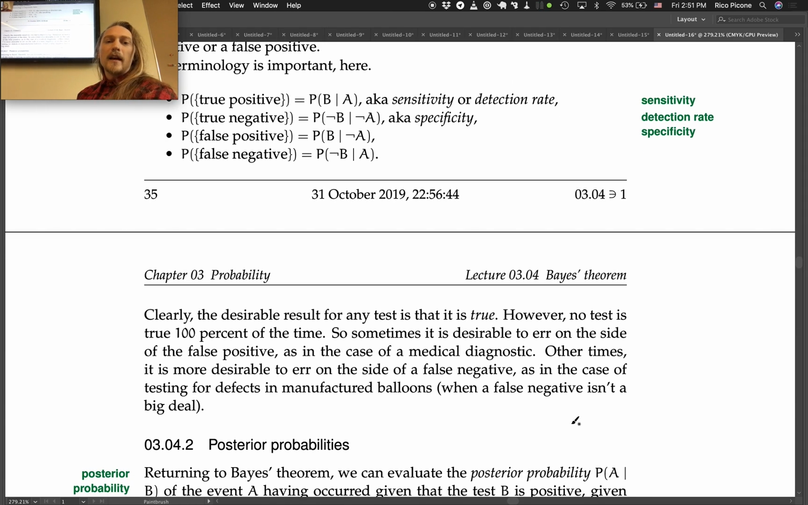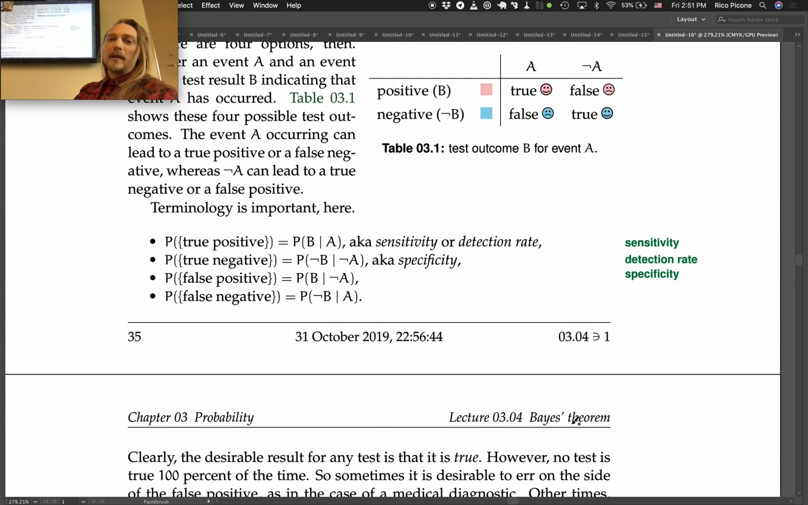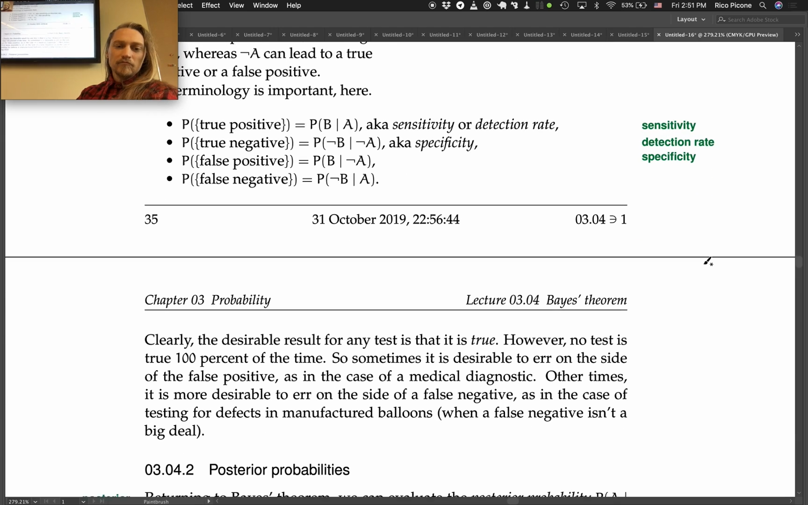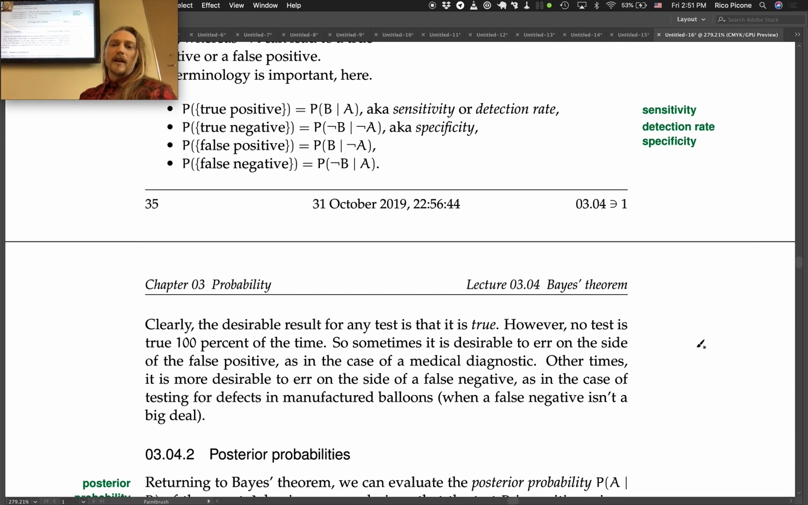Clearly, the desirable result for any test is that it is true. So you'll want to be right here, right? This is good. This is bad. You don't want to have the test giving you false positives or negatives. However, no test is true 100% of the time.